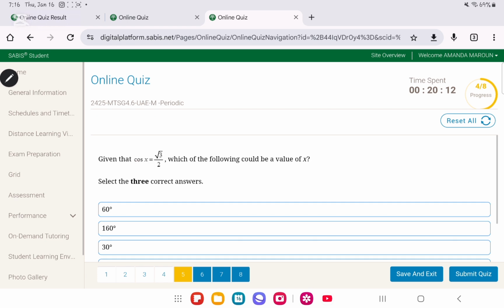Moving on to question number 5. Now we are doing it with cosine. So again, I'm just going to go down for a second.